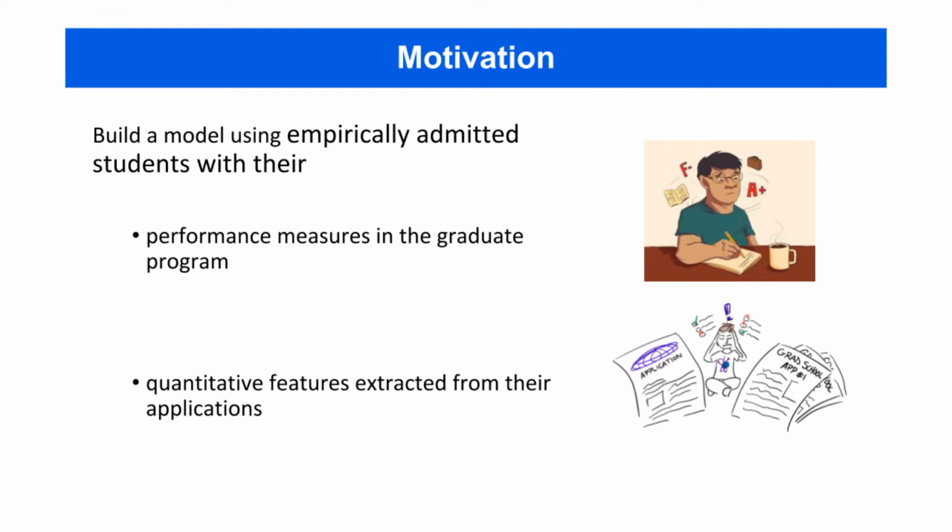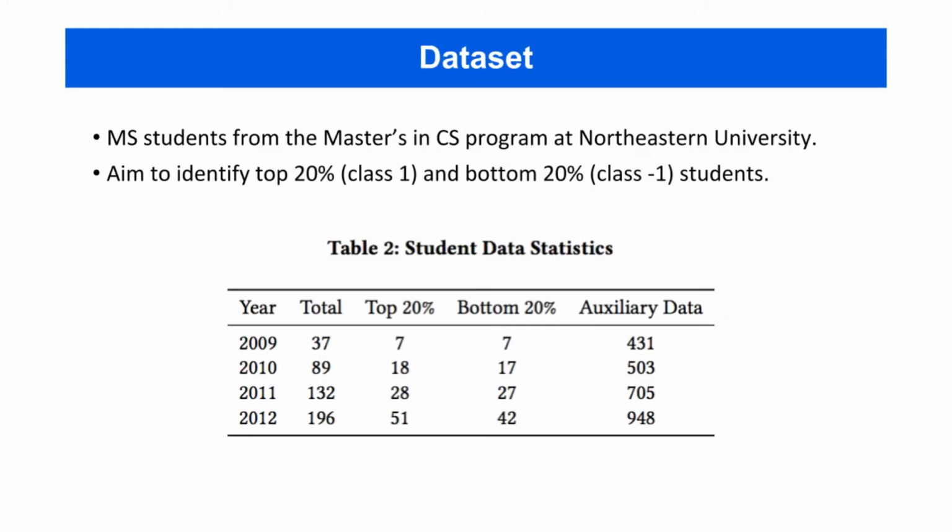We build our model using information from empirically admitted students. Specifically, we use their performance measures in the graduate program as the predictive targets. The quantitative features extracted from their graduate applications, such as standardized test scores and undergraduate GPAs, will be the dependent variables.